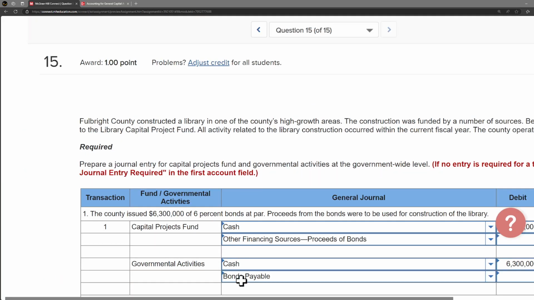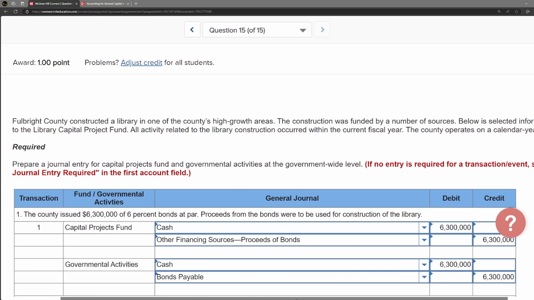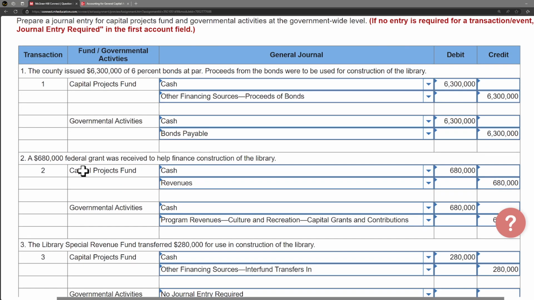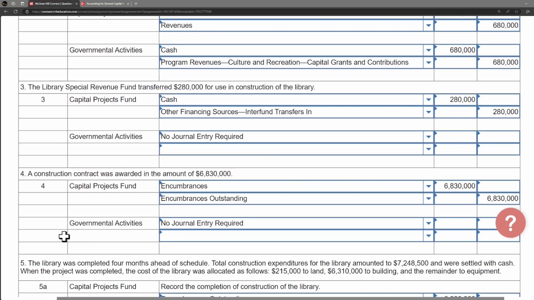Number 15, this one, I like this one. It's divided up nice and understandably. So here we are authorizing to create something. And let me see, what are we creating? We're creating a library. So we've got 4 different sources of funding for this library.